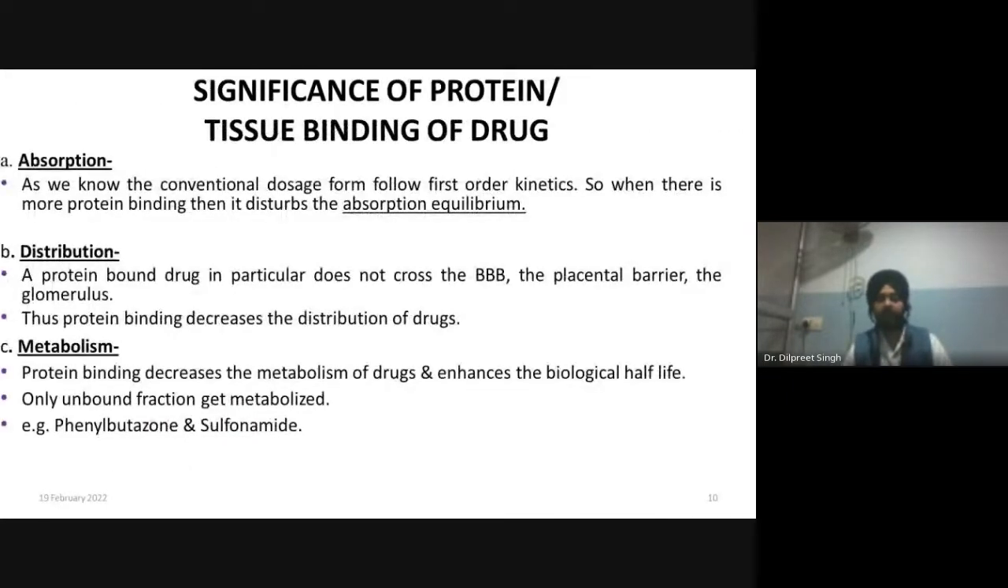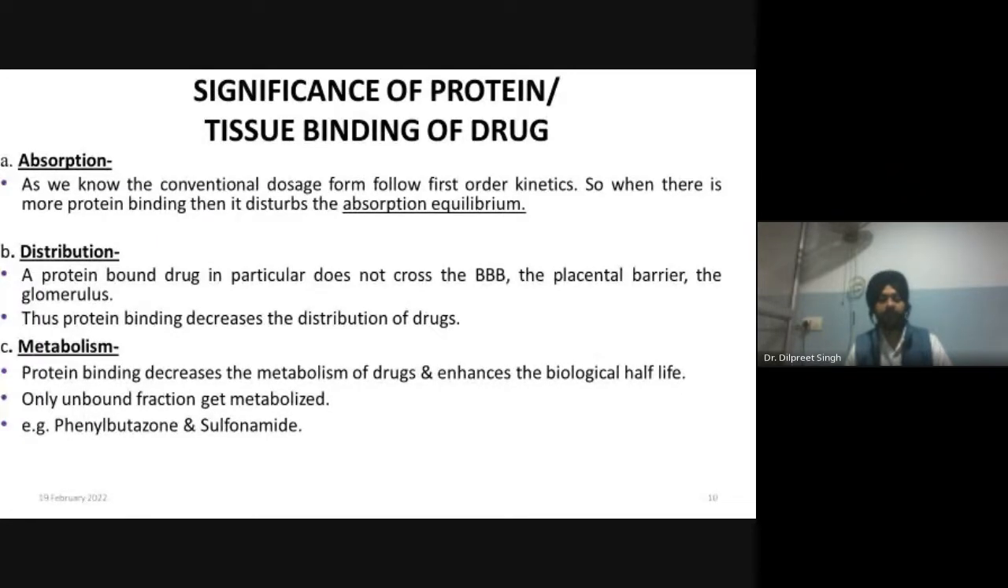What is the significance of protein or tissue binding of a drug? This is one of the very important parameters. When we talk about absorption, as we know, the conventional dosage form follows first order kinetics. When there is more protein binding, it disturbs the absorption equilibrium. If the absorption equilibrium is disturbed, then there is a disturbance of the uniform distribution of concentration in the peripheral or central compartment. So there is a chance of variable or erratic bioavailability in the body.